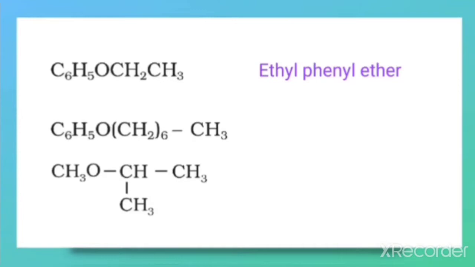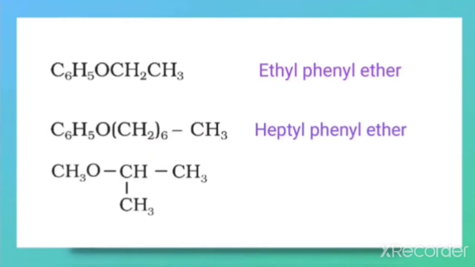Now look at the second structure. Here there is one phenyl group, C6H5. This is CH2 six times and CH3. That means six carbons of CH2 plus CH3, that is nothing but a heptyl group. 6 plus 1, a 7-carbon alkyl group, that is heptyl. So heptyl and phenyl, when you follow alphabetical order, you get the name heptyl phenyl ether.